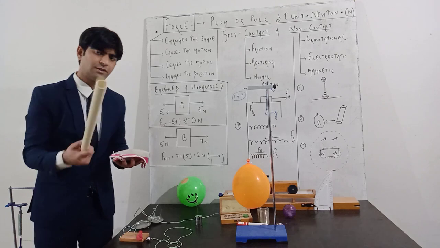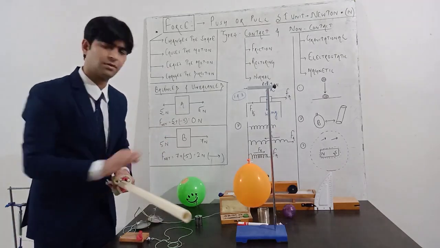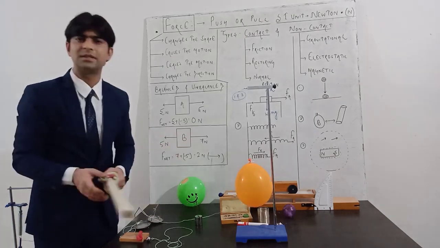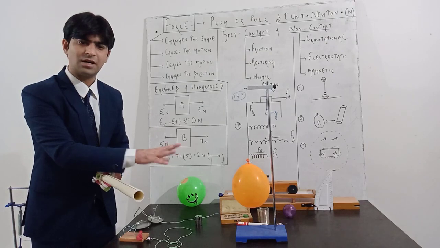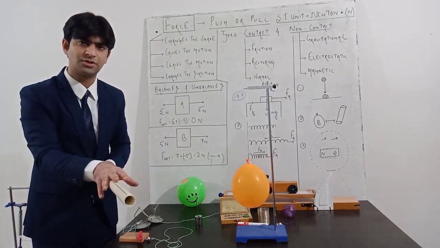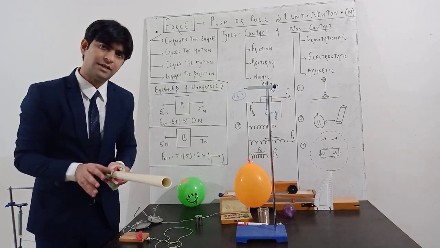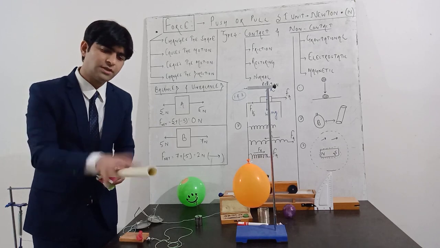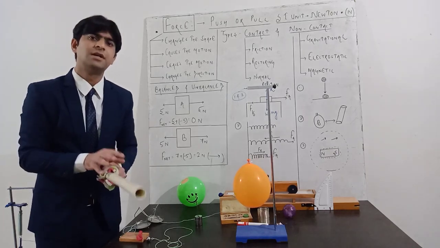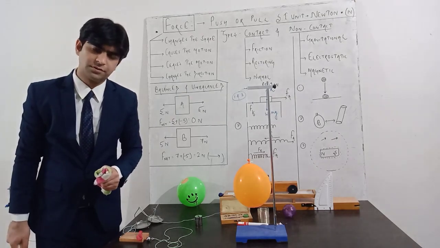Okay, so there is no contact between this charged PVC pipe and the balloon, but still there is a movement in the balloon due to this charged pipe. The balloon is uncharged and this pipe was charged. So due to the charges, the electrostatic force of interaction takes place between two charged bodies, or one charged and one uncharged body. That means electrostatic force is also a kind of non-contact force.